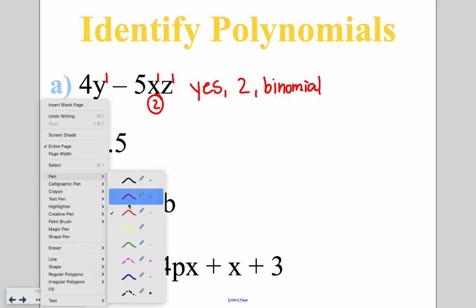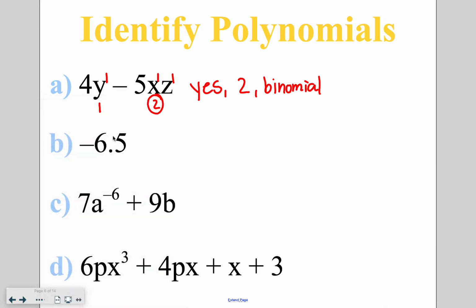If I look at part B, once again, yes, it is a polynomial. It is a 0-degree polynomial because it is just a number.